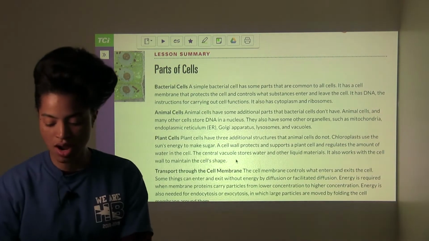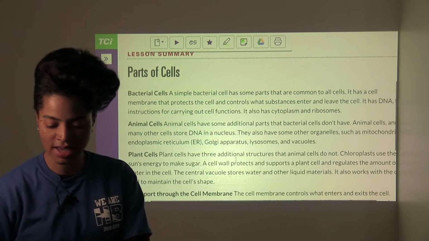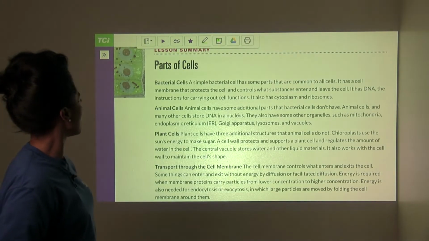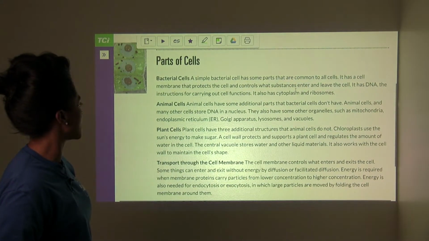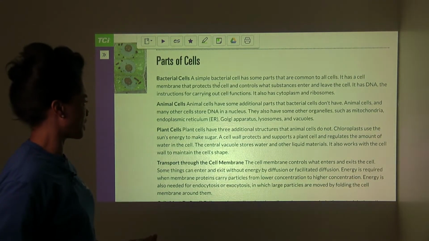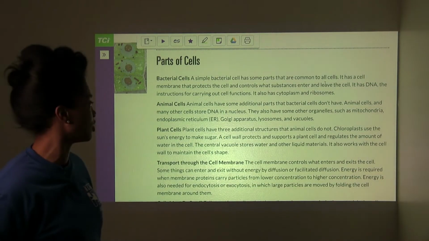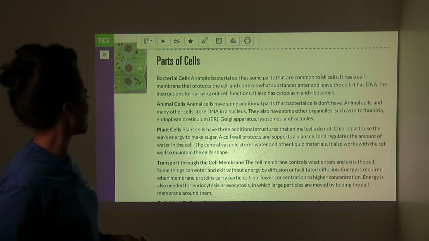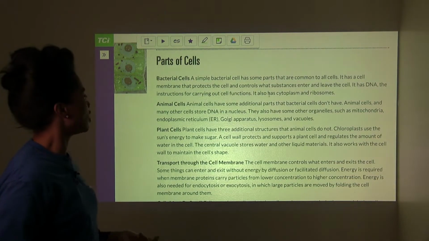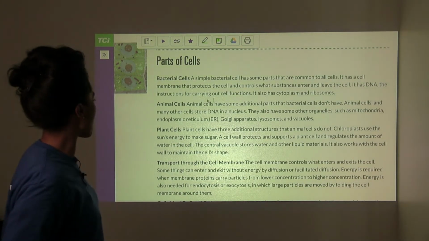So here we started off with bacterial cells, and they explain that a simple bacterial cell has some parts that are common to all cells. It has a cell membrane that protects the cell and controls what substances enter and leave the cell. It has DNA, the instructions for carrying out cell function. It also has cytoplasm and ribosomes. So we talked about that.